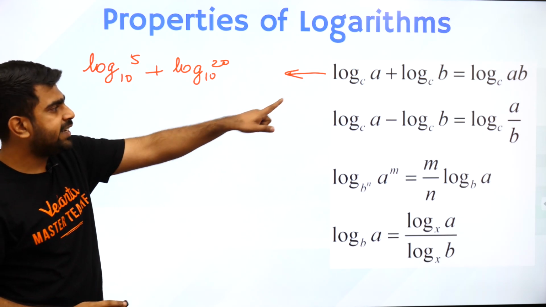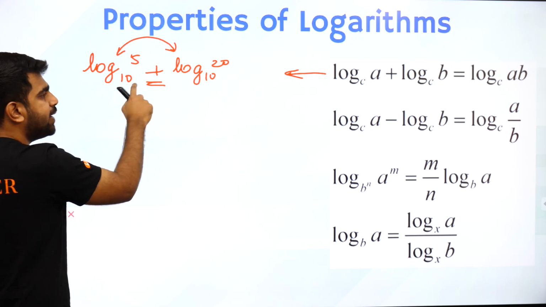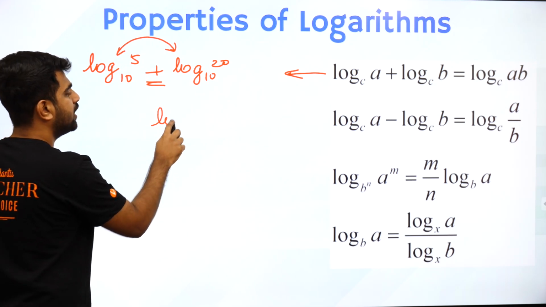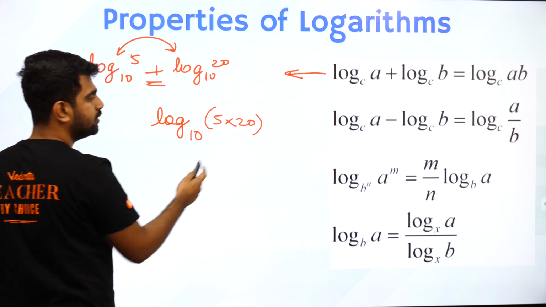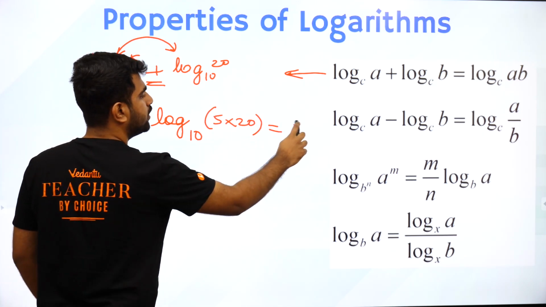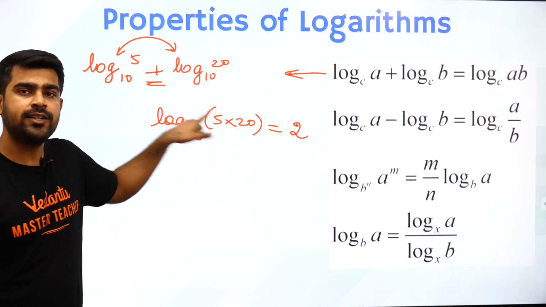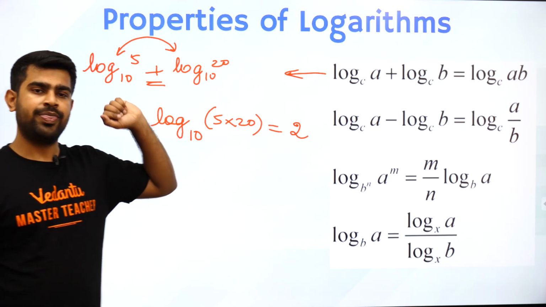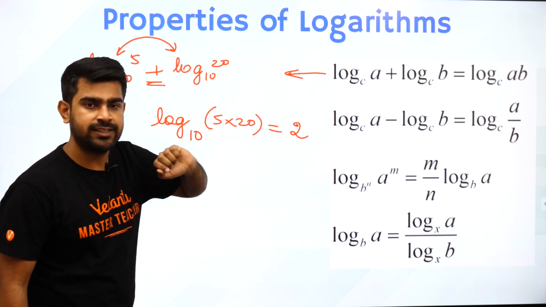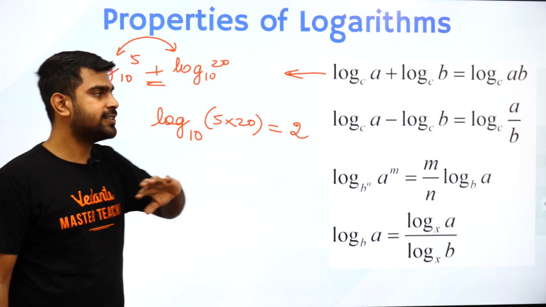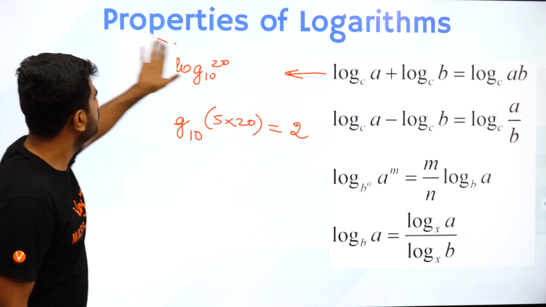According to this property, when I have an addition symbol between two logs which are to the same base, I can combine them by multiplying the values to the same base. So this is going to be how much? 2, because 5 into 20 is 100 and log 100 to the base 10 is going to be 2. That's it. That is a simple illustration of how to use the first property. Is that clear to everyone?